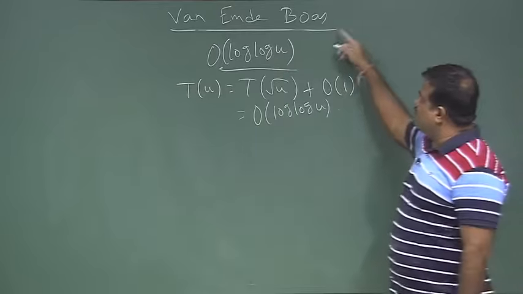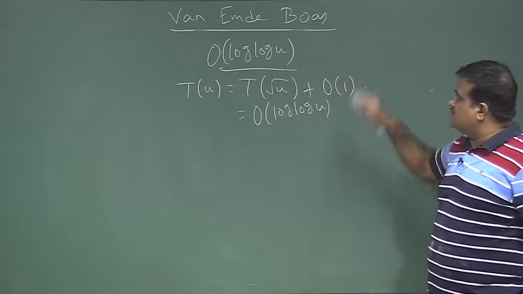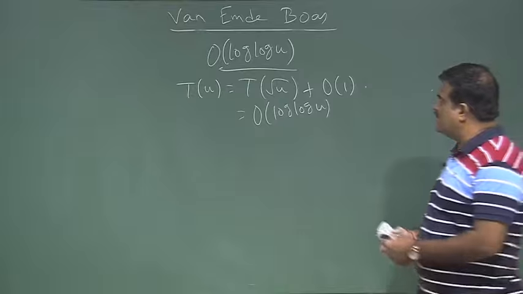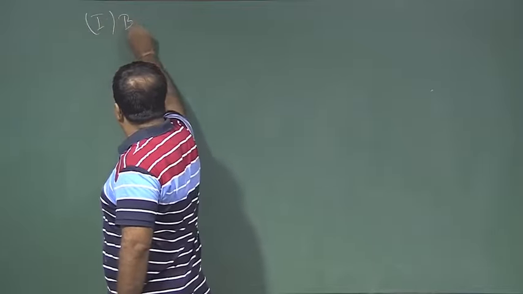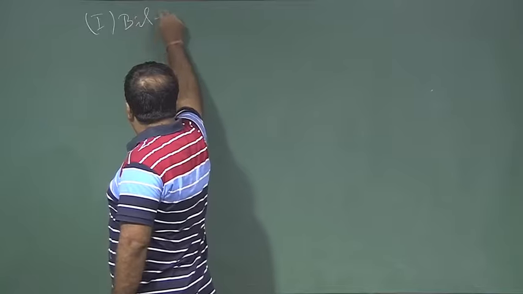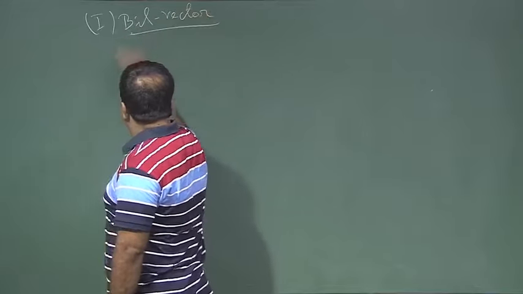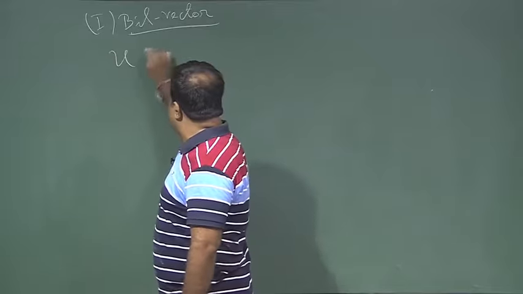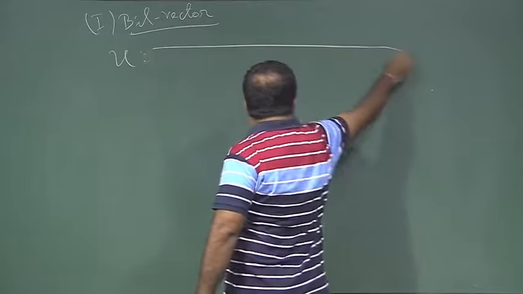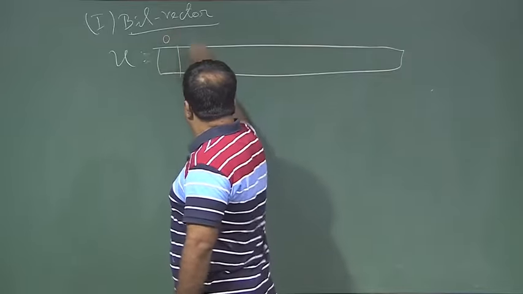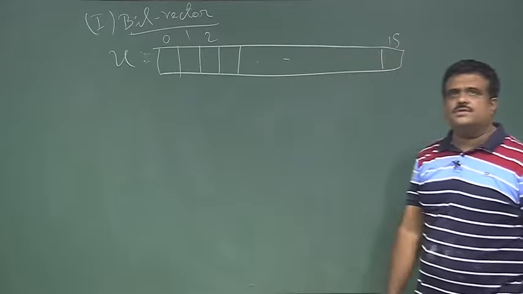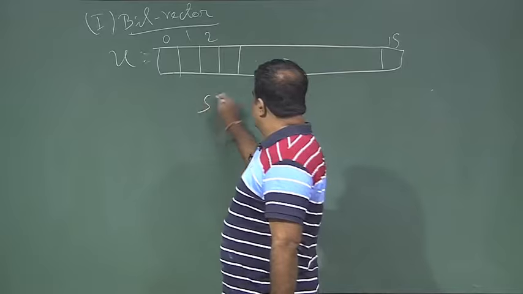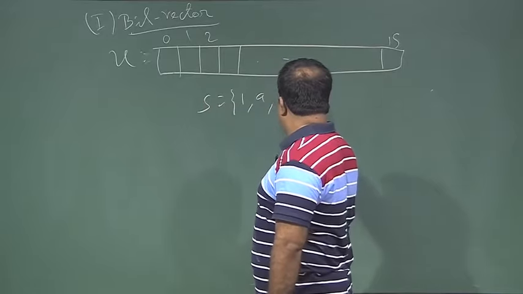The idea is from Peter van Emde Boas, the person who developed this data structure. The starting point is an array, a bit vector, which we already started in the previous lecture. Just to recap, we have an array U of size small u, and suppose our S is, say, 1, 9, 10, 15.